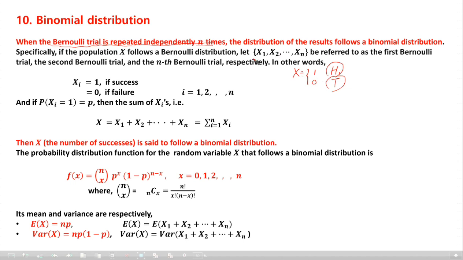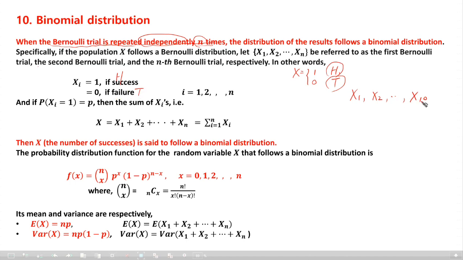So let us flip a coin 10 times independently, 10 times, for example. Then you will get x1, the first result, x2, up to x10. x1, x2, ..., x10 are independent and identical. I mean, x1 is Bernoulli, x2 Bernoulli, x10 Bernoulli. Here, xi takes 1 if success, if head. If failure, tail, then xi takes 0.